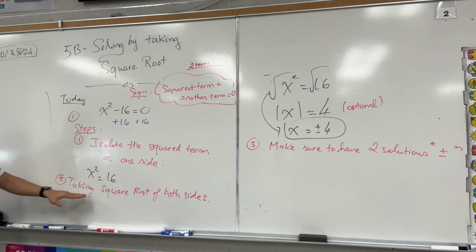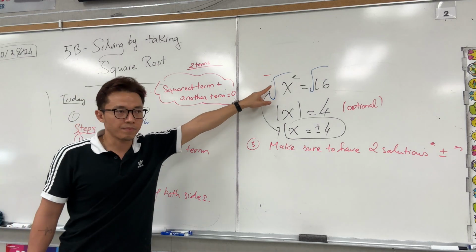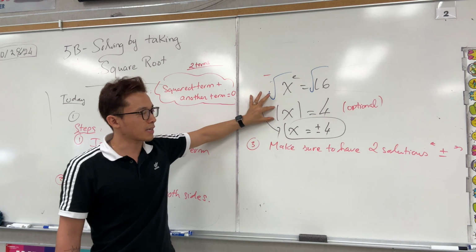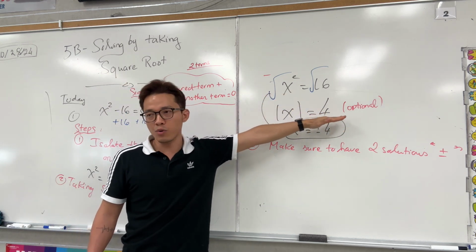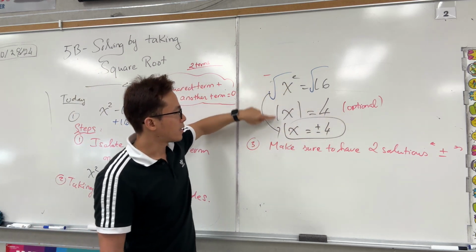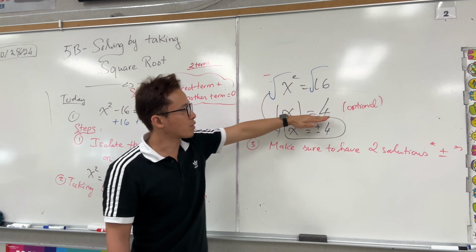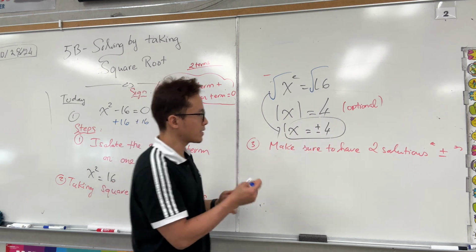Now the second step is taking the square root of both sides. In the last lesson we learned that the square root of x squared is the absolute value of x. You can write this step down, or you can go directly to the answer. This is optional. Then the square root of 16 is 4, so the absolute value of x equals 4. That means x is plus minus 4. That's how you say it.